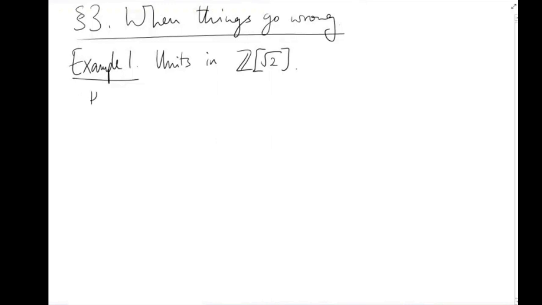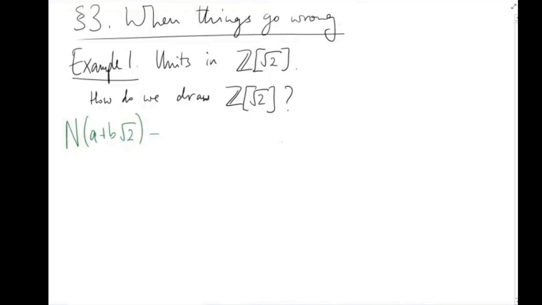But Z adjoin root 2 is a real quadratic extension, so how do we draw it? The right norm function for Z adjoin root 2 is: the norm of a plus b root 2 is a squared minus 2b squared, where a and b are integers. Okay, we have two options. Either we draw it on the real line. We just end up with points scattered everywhere if we try that.